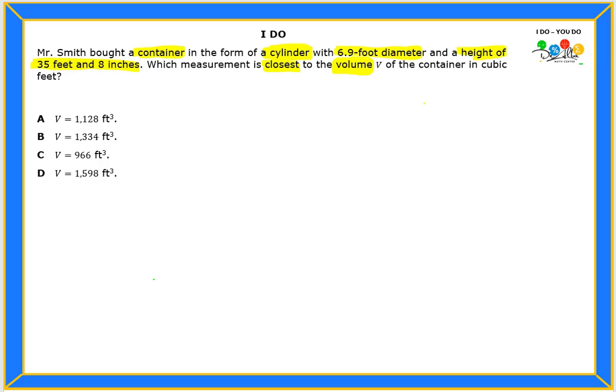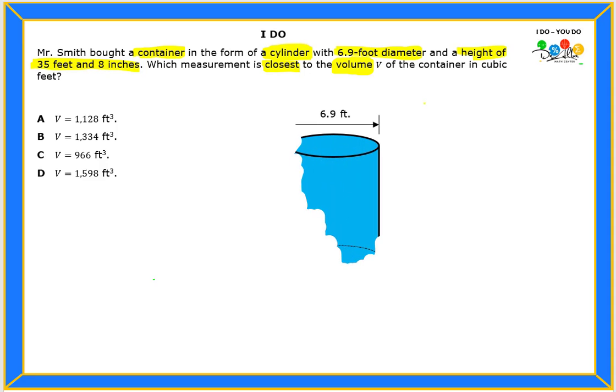The closest means that if you work out the problem, it's possible that your answer might not be exactly like the answer choices, but you would choose whichever answer is the closest for you. Okay, so the first thing I want to do is draw a cylinder, right? Because if I draw a cylinder, it might help me identify where the numbers go.